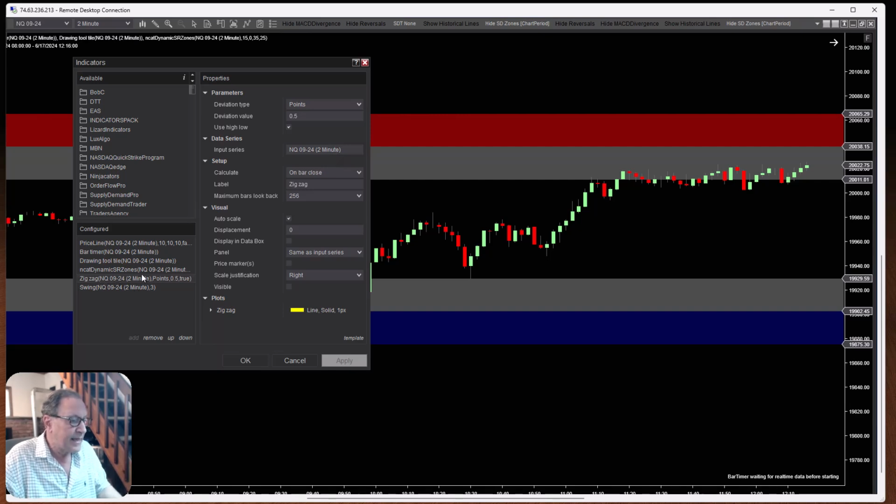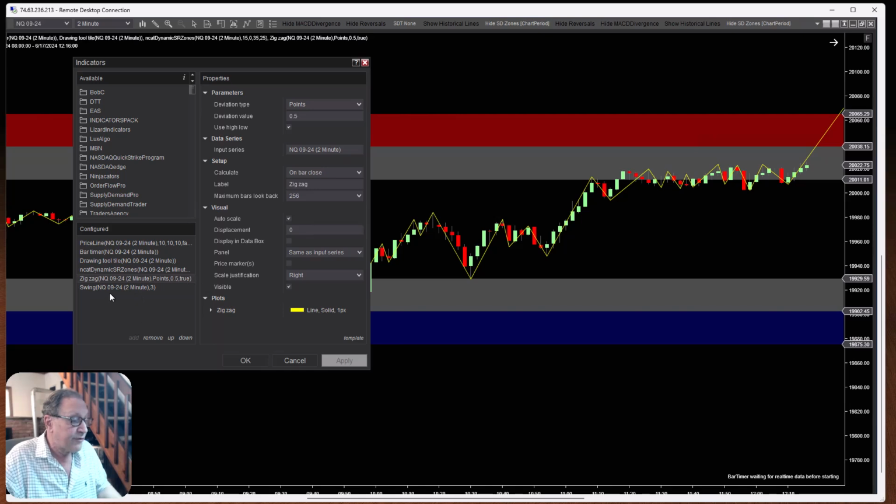The zigzag indicator I use at a deviation value of 0.5, and make sure you select use high and low, make it visible, and right away you can see the lines are drawn for you. And I'll show you in a second how easy it is to follow your trends and see breakouts.